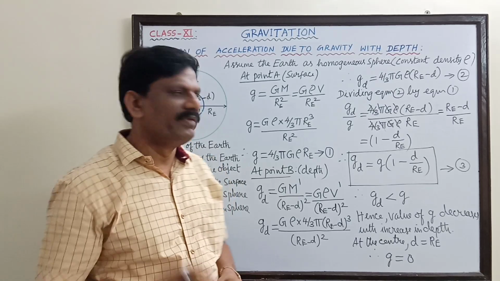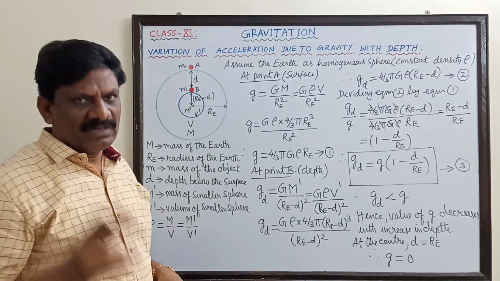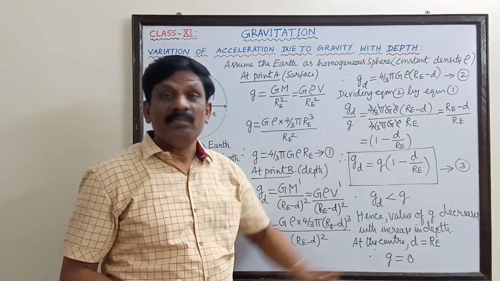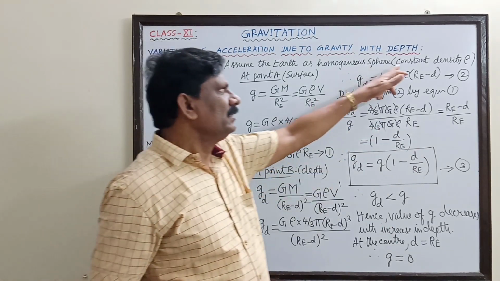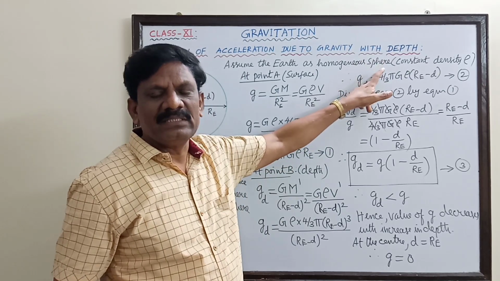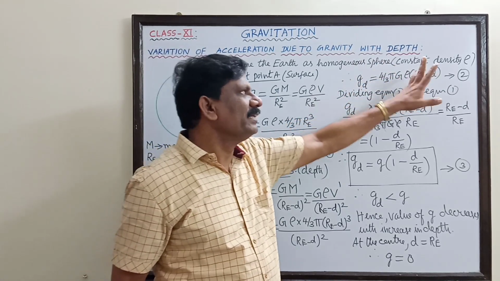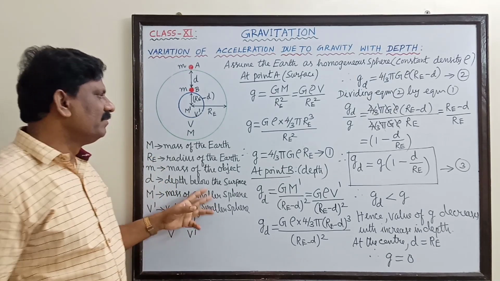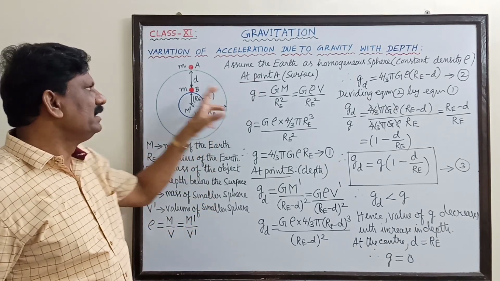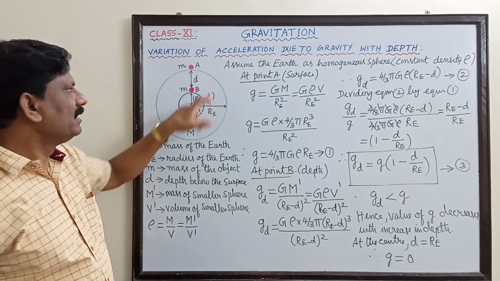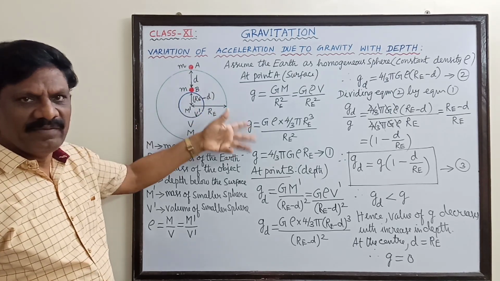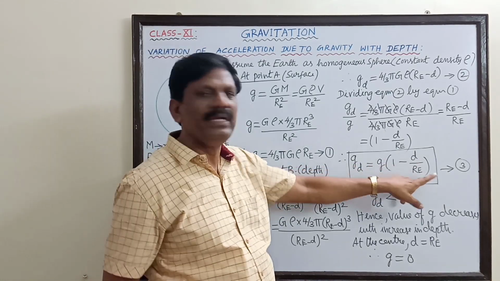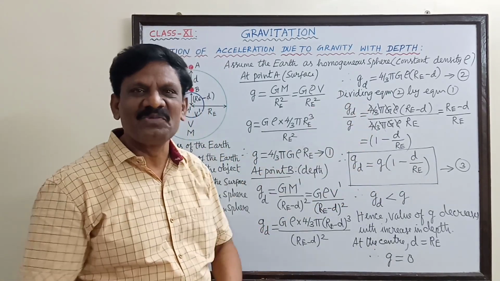Okay children, so we have derived an expression for the variation of acceleration due to gravity with depth by assuming a homogeneous sphere. That is, the density of the earth is considered to be constant everywhere. So we started with the expression for g on the surface, and then at a point b, then we divided and got an expression g d is equal to g into 1 minus d by r. I hope you must have understood that. Fine.